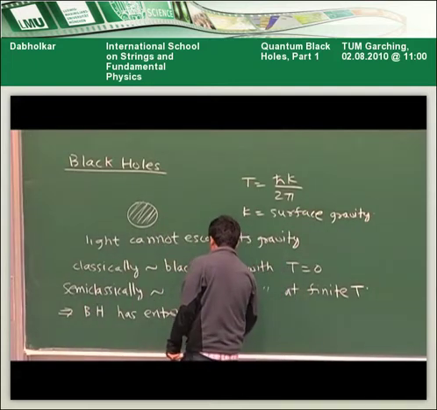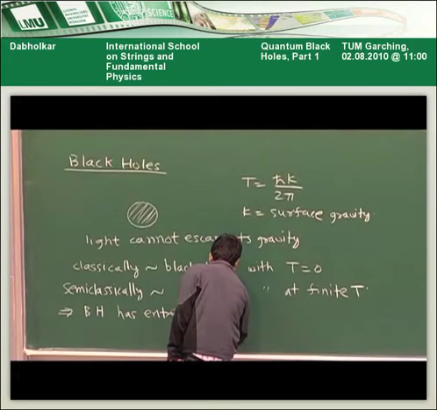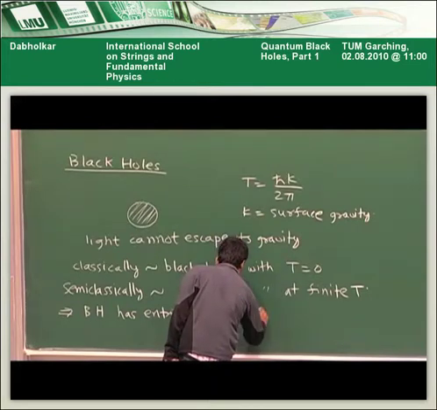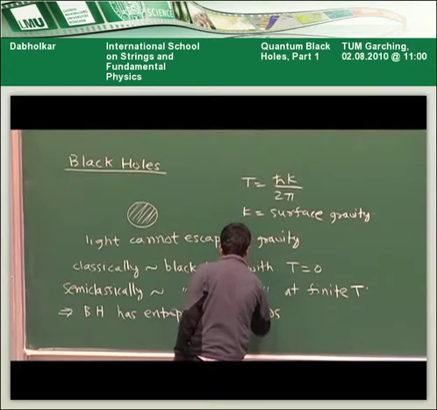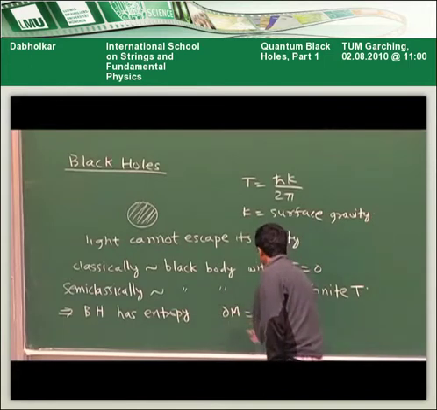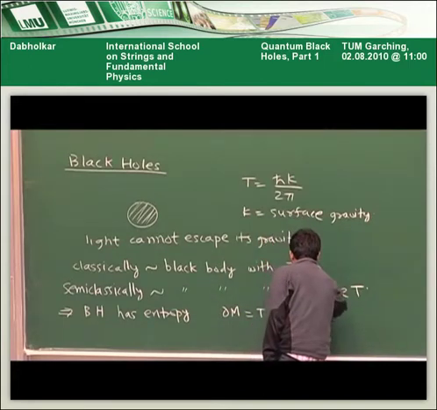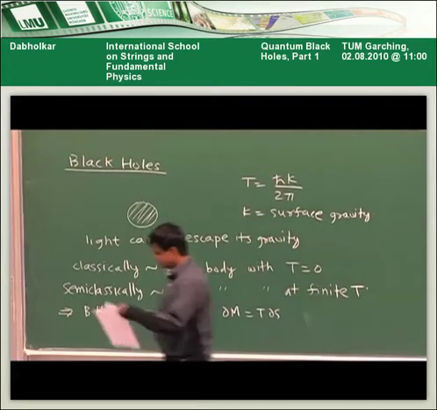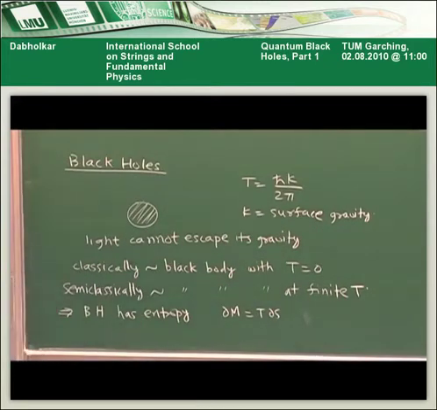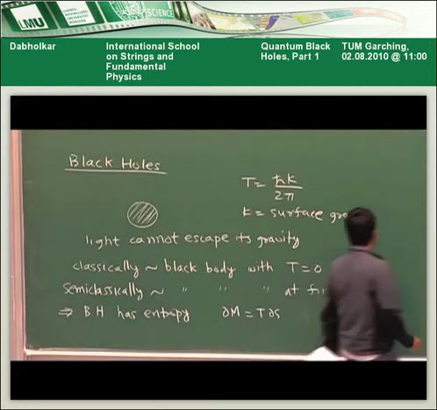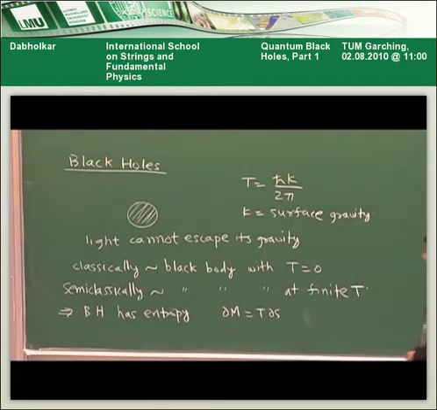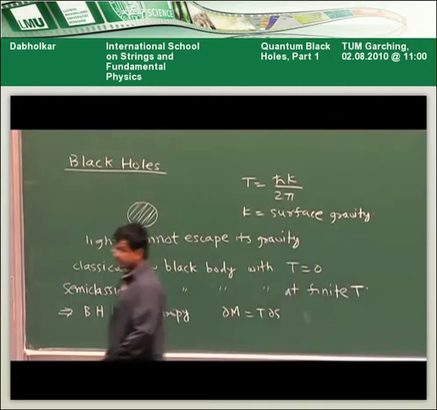By the first law of thermodynamics, because it has mass, dM equals T dS. So if it has temperature and mass, then you can figure out entropy. Sorry, it must have some entropy if it has temperature. And in fact, the history of black holes started with a very simple-minded question asked by Bekenstein.